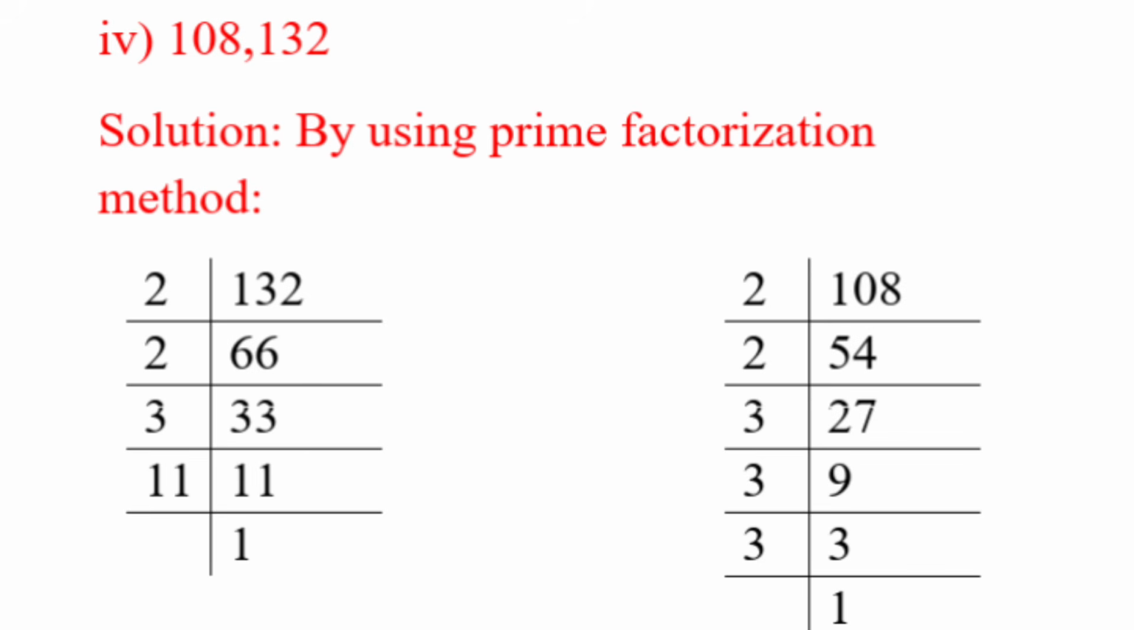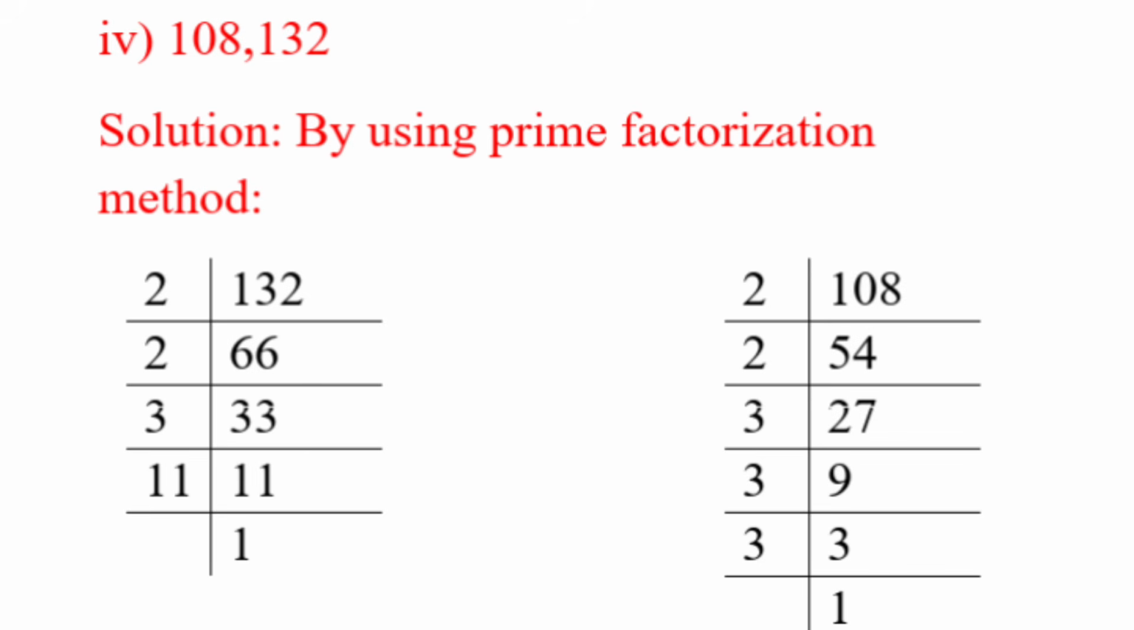Now the fourth example is 108 and 132. Here we will solve it by prime factorization method. So factors of 132: 2 6s are 12, then again 1 remains, 2 6s are 12, then 33 2s are 66, then 3 3 1s are 3, 3 1s are 3, and 11 1s are 11. Now for 108 we will start dividing it by 2. 2 5s are 10, 2 4s are 8, then 2 2s are 4, 1 remains, 2 7s are 14, then 3 9s are 27, then 3 3s are 9, and 3 1s are 3.